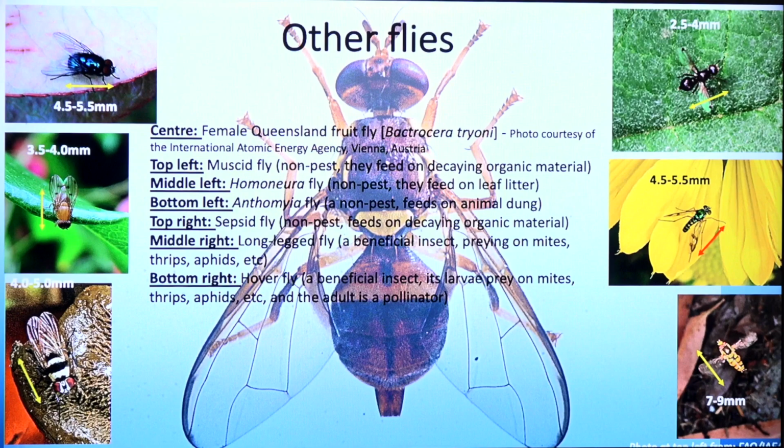And there's other flies that you find out in the field too. A lot of them are actually beneficial insects. A lot of them, not so much the musket fly, but most of them either feed on rotting organic material, and some of them, like the little sepsid and the long-legged fly, and the hoverfly, they prey on aphids and thrips and things like that. So they're beneficials. And the hoverfly, even though it looks very much like a fruit fly with the colours, is a good pollinator of some crops too. So it's a good beneficial insect.